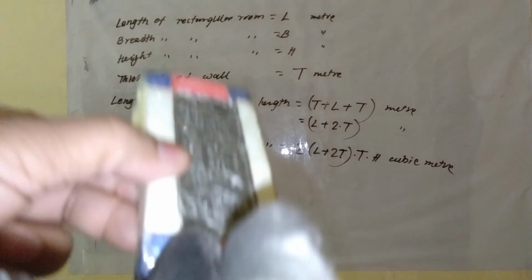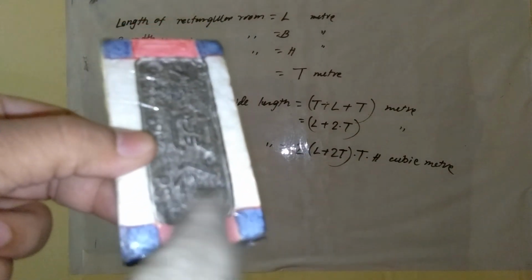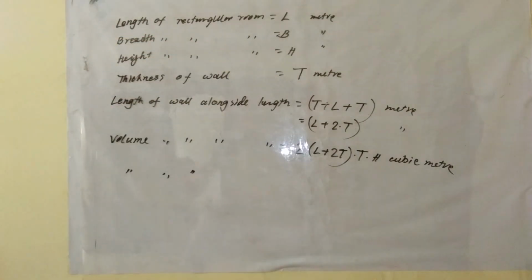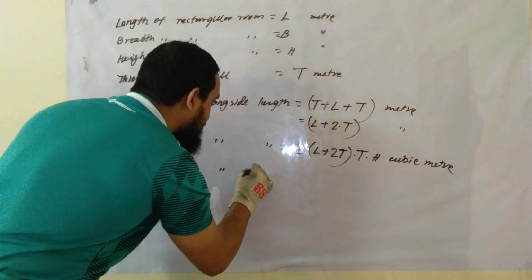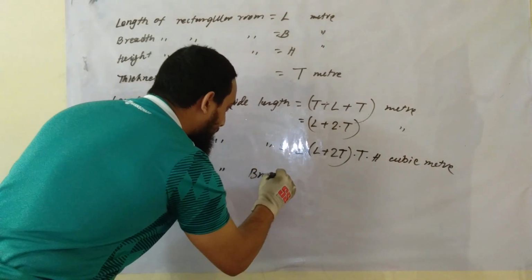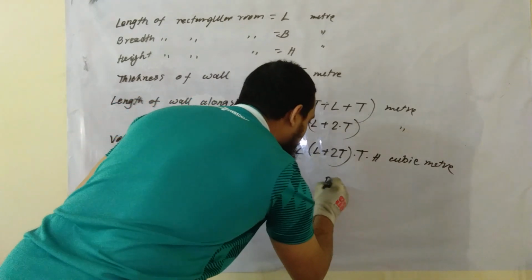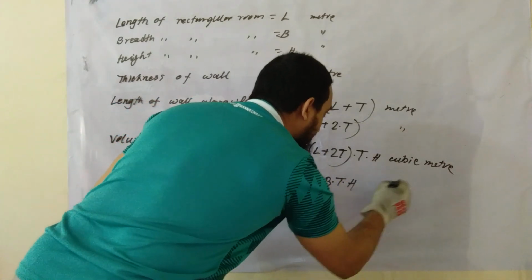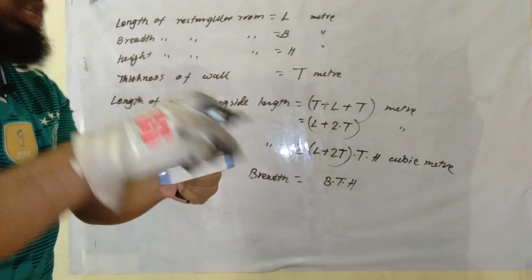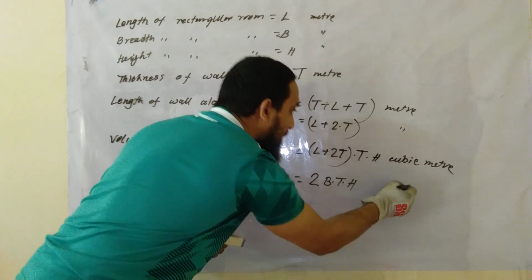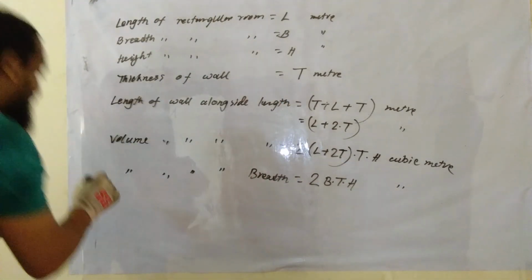Look very carefully. The volume of the wall alongside breadth will be what? Length into breadth into height, so it's going to be breadth into thickness into height. Thickness means the breadth and height. So the volume of the wall alongside breadth is breadth into thickness into height. And how many walls alongside breadth? 1, 2. So 2.